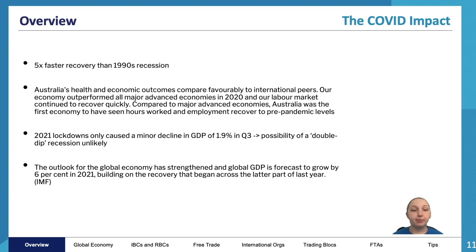And so, yeah, the outlook for the global economy has strengthened. Global GDP is forecast to grow by 6% in 2021. So that was the statistic at the time. Important also to be aware of comparing outlooks to reality. So the outlook was 6% in 2021. Compare that to what actually happened in 2021, and you can compare that and discuss that as well.